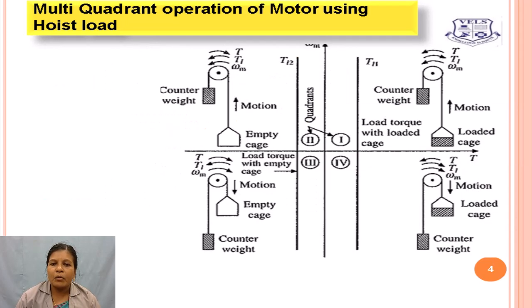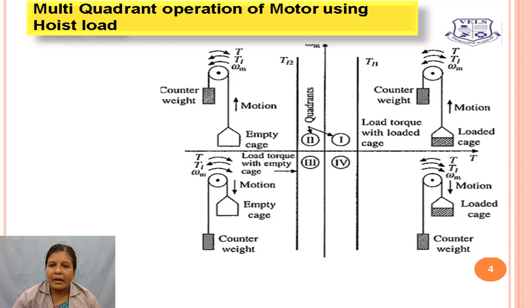So these are the four quadrants of operation, and here we are going to explain it by analyzing the hoist load. In the hoist load, a brake drum is connected to the motor shaft, and a rope is mounted on the brake drum. It is like a pulley. On one end of the rope, a counterweight is attached. On the other end of the rope, a loaded cartridge is attached. Sometimes it might be an empty cartridge also. The hint here is that the counterweight should be greater than the empty cartridge, and it should be lesser than the loaded cartridge.